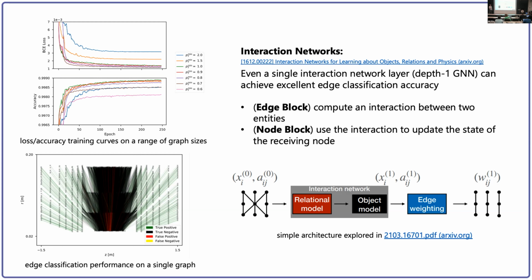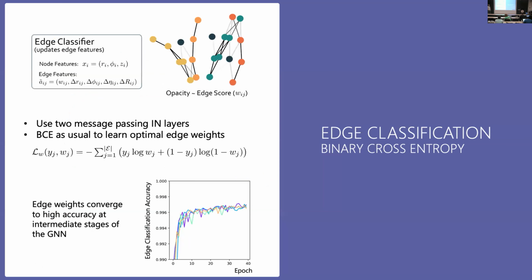In the first stage, which is the edge block or the relational model, you take the node and the edge features and you use them to calculate the nature of the interaction. And then you propagate that interaction with a node block or the object model to re-embed your graph to come up with new node states. So that's generally how an interaction network works. And we've studied its performance in the context of GNN tracking and shown that interaction networks do converge to good edge classification accuracies.